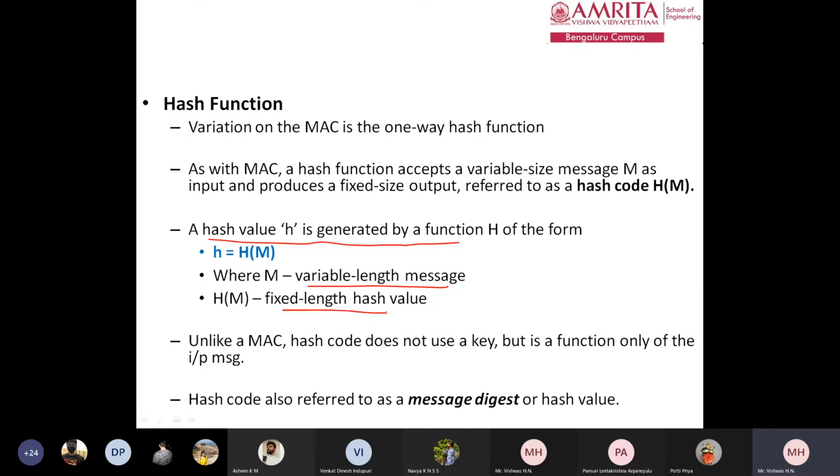So for the hash function you give the message as the input, and from that you generate a hash value. We call it a hash function. Unlike MAC, a hash code does not use a key. That's what I told you, it is a function only of the input message. Hash code is also referred to as message digest or hash value. Keep this in mind, students. Am I clear?